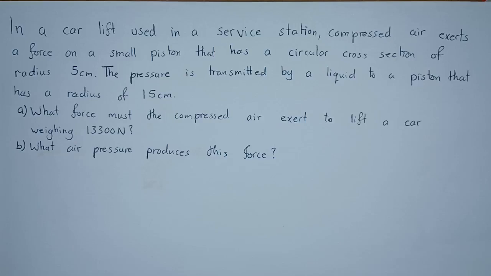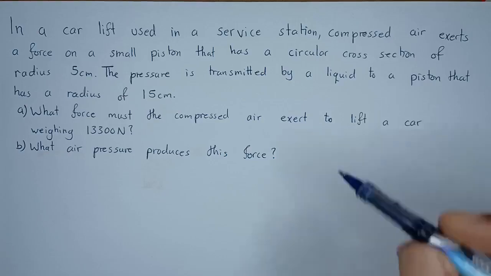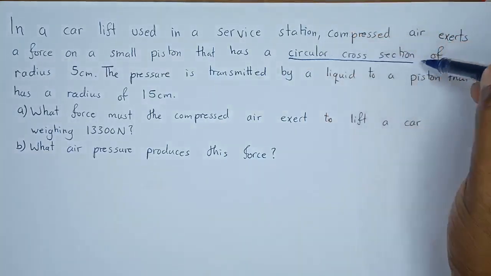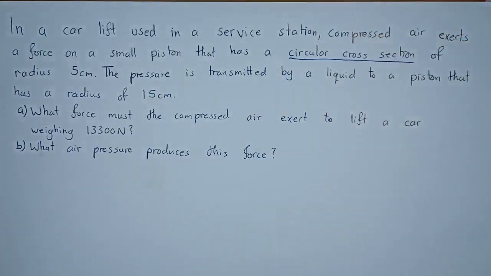To do that, first of all, we're going to need to find the two pressures, and for that we're going to need area, because remember, pressure is force over area. To find area, we've been given radius. Since this is a circular cross-section, we can use the formula for the area of a circle, which is pi r squared.